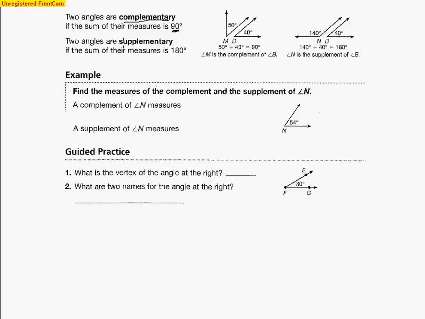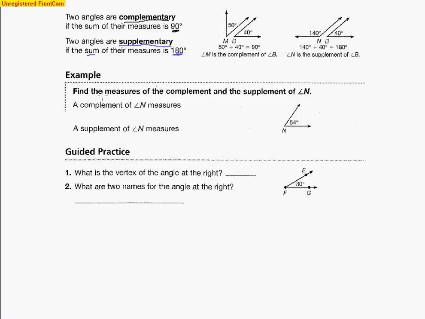Whereas supplementary here means that it needs to sum to make 180 degrees. So supplementary means to fill out and fill from a lesser value. So 140 is a lesser value than 180. So to fill it out to make 180, I'd have to add the 40 degrees. And so 140 plus 40 makes 180. So the way I remember it is C comes before S in the alphabet, just as 90 comes before 180.